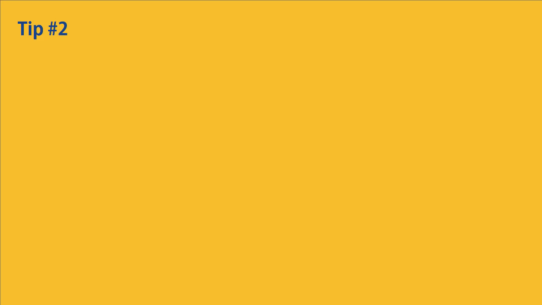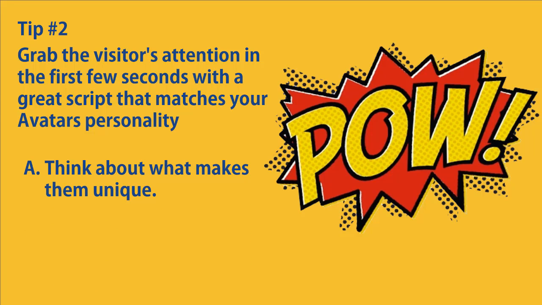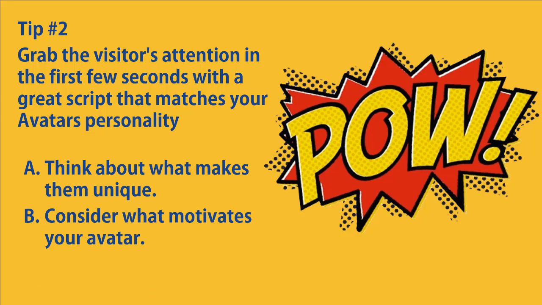So tip number 2, grab the visitor's attention in the first few seconds with a great script that matches your avatar's personality. You want to come in the first 3 to 5 seconds and say something that catches them off guard. Think about what makes them unique. Consider what motivates your avatar. And write to their backstory. Writing a backstory on your avatar really gives them some personality and makes it easy to write for.